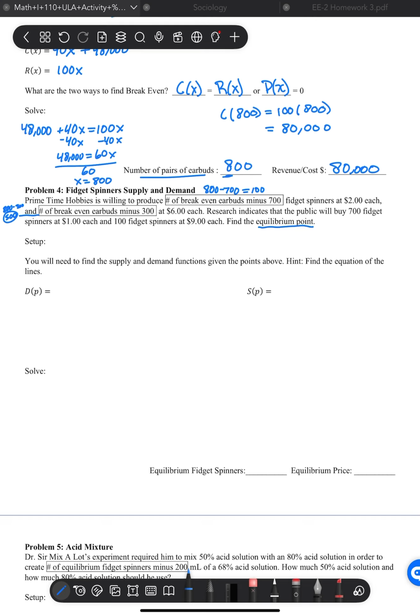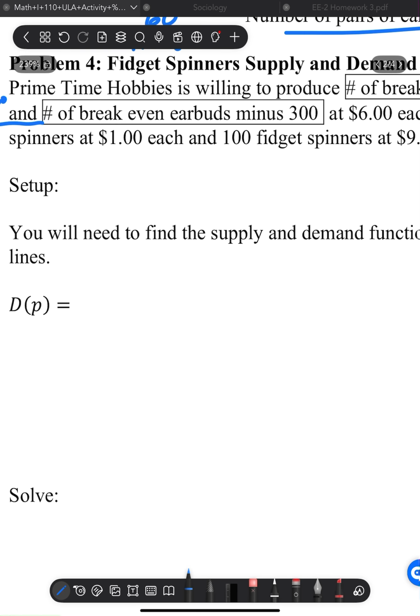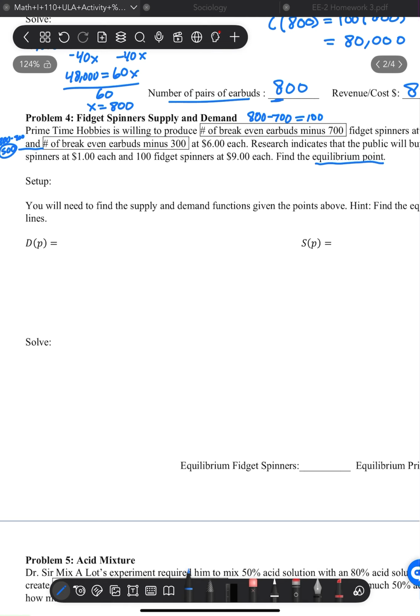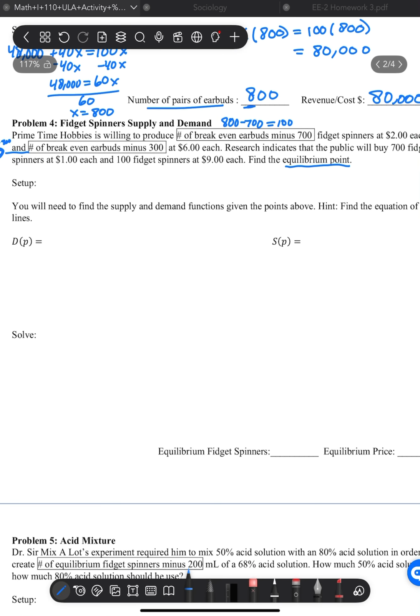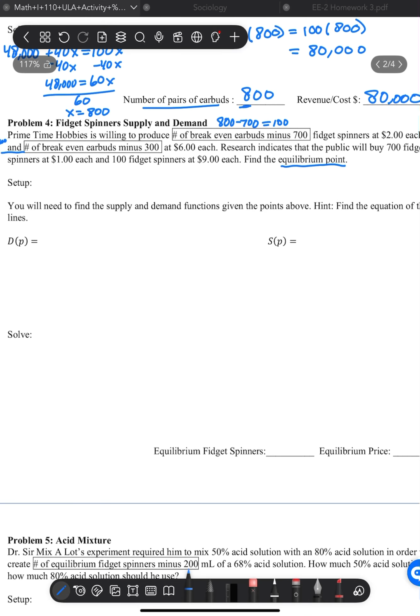So we're finding something when our supply and our demand, right? I think, yeah, our supply and demand equaling each other. So let's look at the first part. So we have our fidget spinners at $2 each for 100 of them. Okay, so we're going to do a setup of price and quantity. So let's look at our first one.